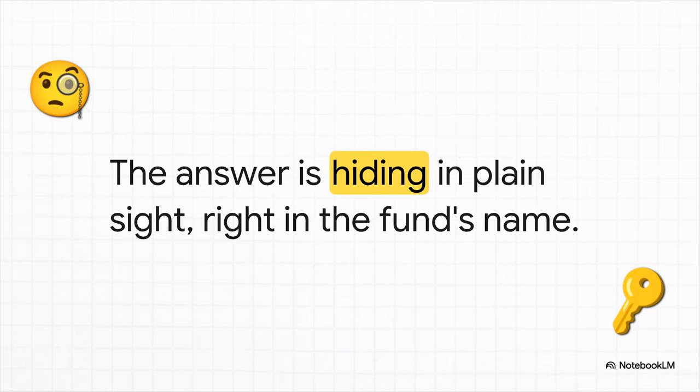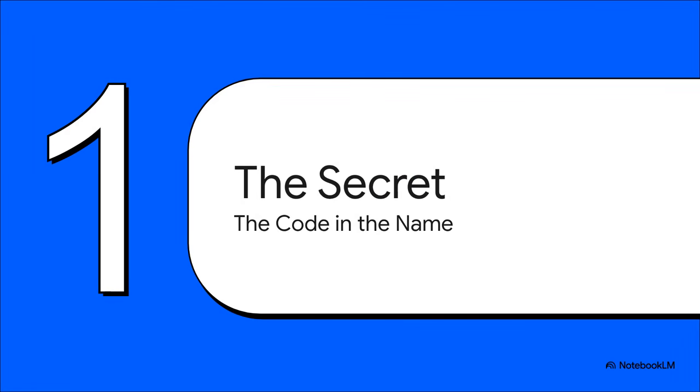Well, what if I told you the most important clue wasn't buried deep inside some 100-page document? What if it was right there on the surface, just sitting in the fund's name the whole time? That's right. Every single mutual fund in Israel has a simple, standardized code baked right into its name. And it's there for a reason, to give you a quick, at-a-glance snapshot of its risk and its basic strategy. So let's break it down.